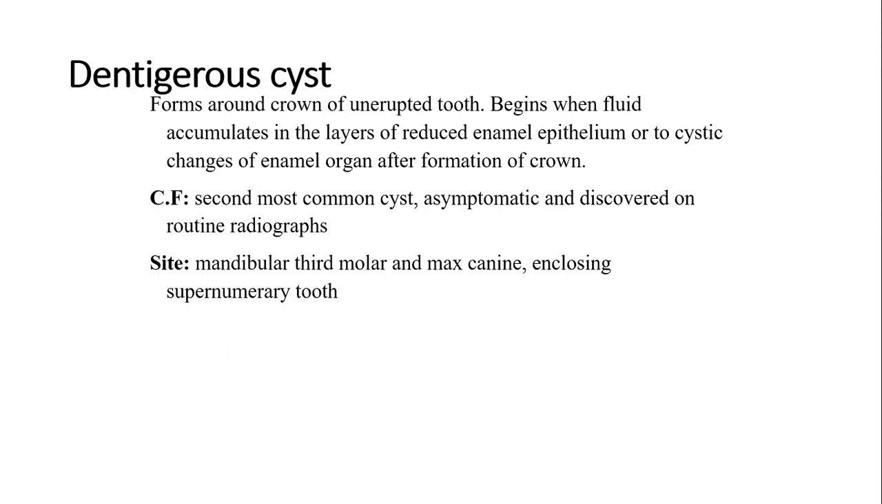Dentigerous cyst forms around the crown of an unerupted tooth. It begins when fluid accumulates in the layers of reduced enamel epithelium or due to cystic changes of the enamel organ after formation of the crown. Clinical features: second most common cyst, asymptomatic and discovered on routine radiographs. Site is the mandibular third molar and maxillary canine region, enclosing a supernumerary tooth.